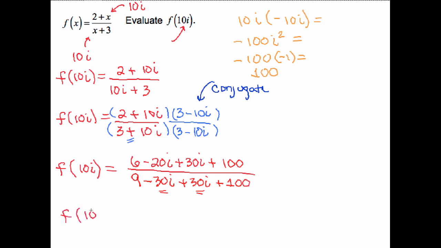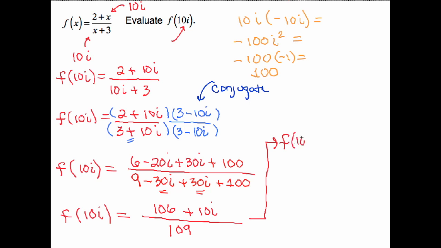Simplifying, we have f of 10i is equal to, turning our attention to the numerator, 6 plus 100, which is 106, and negative 20 plus 30i, which is plus 10i. And in the denominator, we have 9 plus 100, which is 109. Well, we're almost done, but I do have one more step. Do you see what the last step is?